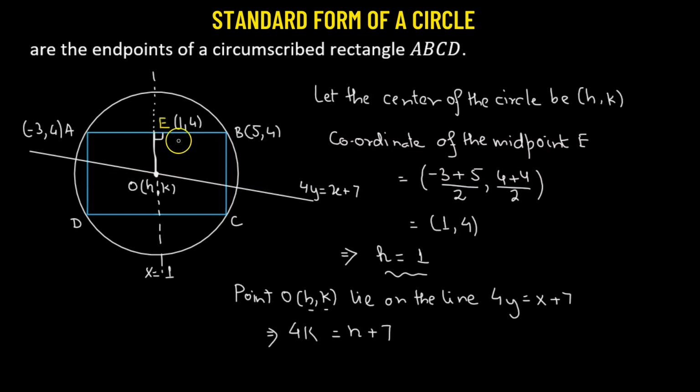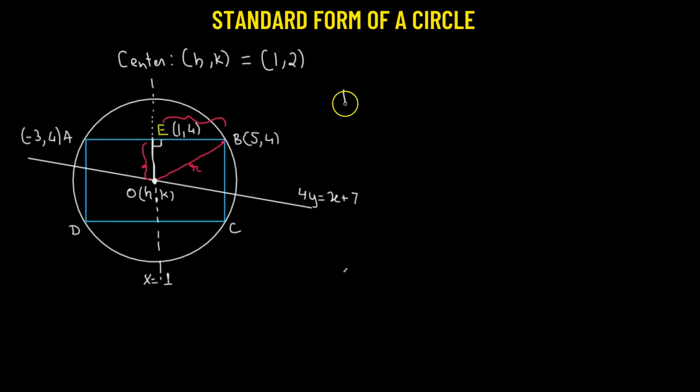Okay, fine. So what we'll do is join OB. OB is going to be the radius, so our goal will be to find the value of r. That means we need the length OE as well as the length EB. We can find the length of BE by using the distance formula.